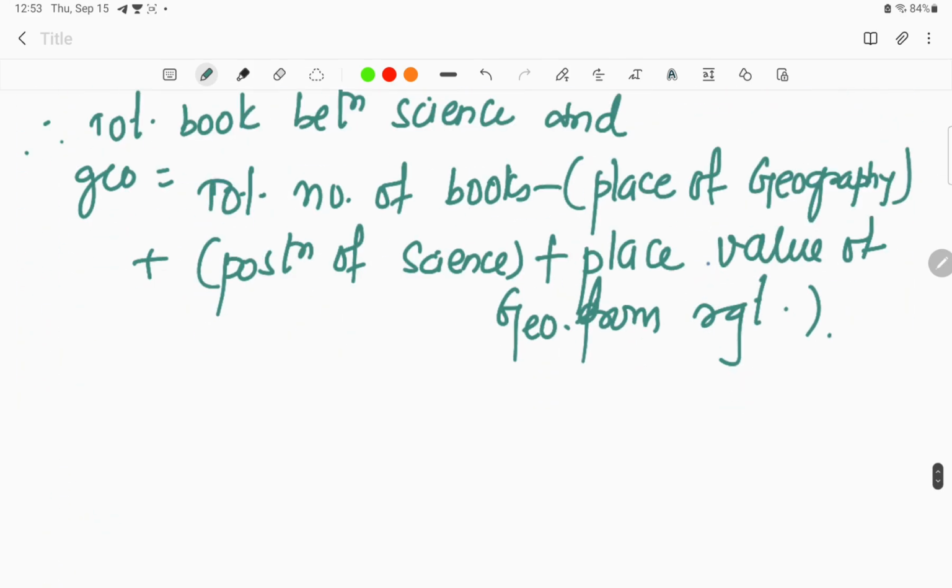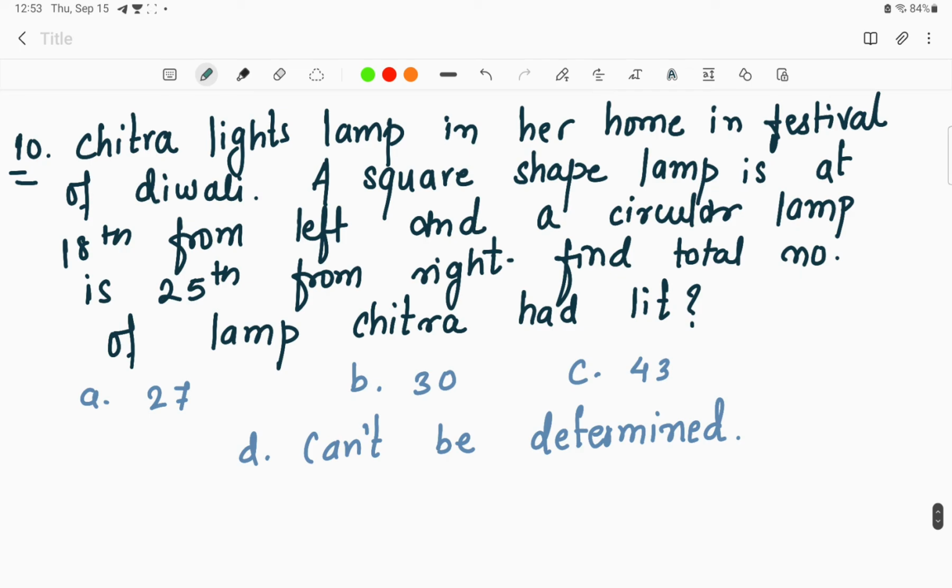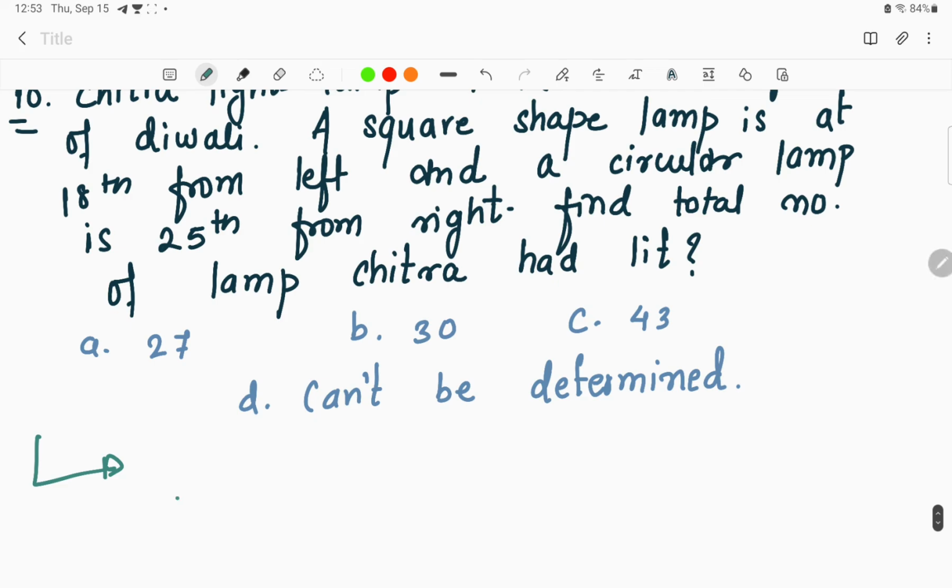Now moving on to the next questions. There are some non-predictable questions also. Sometimes the questions are given and we cannot predict the answer. So this is one category of question that I have mentioned over here: Chitra lights lamps in her home in the festival of Diwali. There are two categories of lamp. One is a square shape lamp and another one is a circular shape lamp.